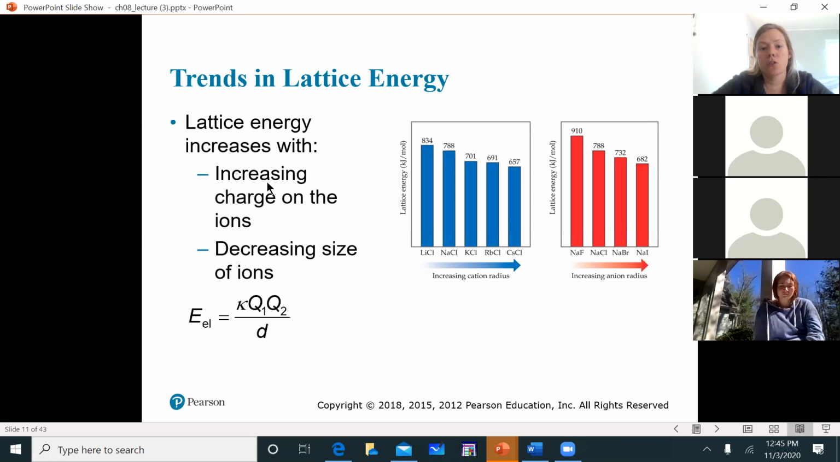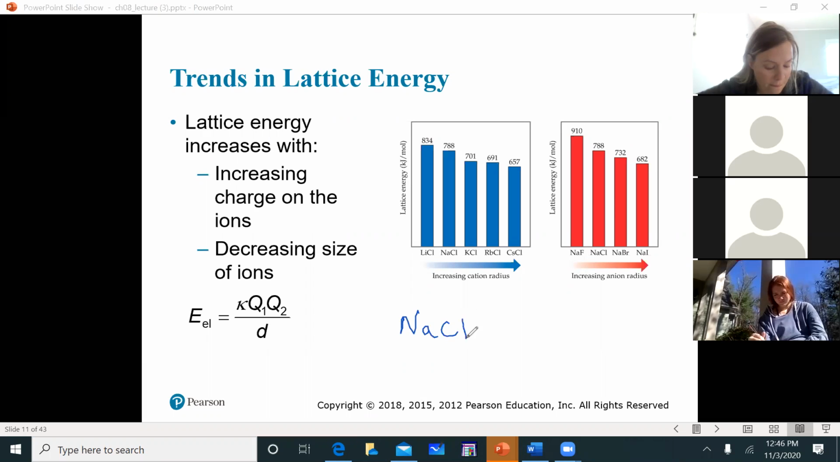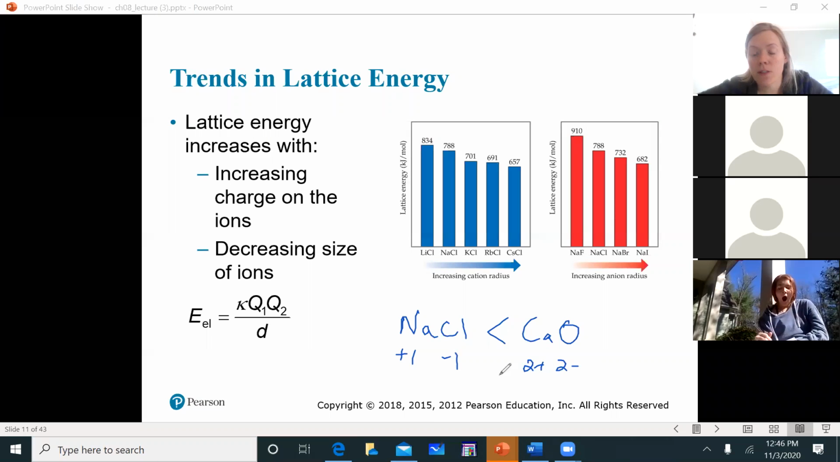So as you increase your charge, you are going to increase your lattice energy. None of these really show that, so I'll write an example down here. For this first one, increasing charge on the ions will increase your lattice energy. If I've got something like NaCl, this is a +1 charge, and this is a -1 charge. This is going to have a lower lattice energy than something like CaO. Ca has a 2+ charge, O has a 2- charge.